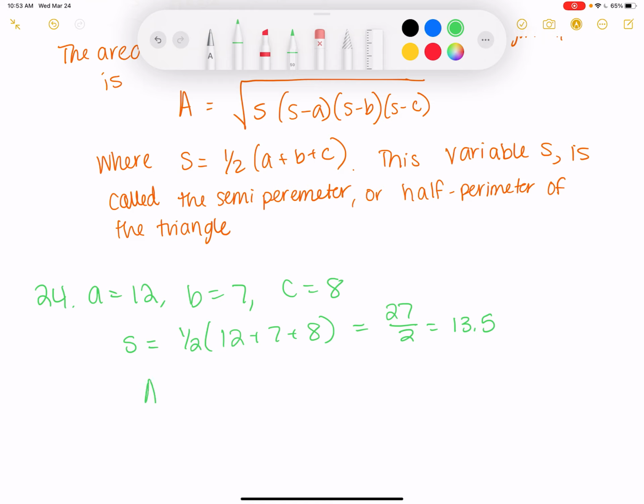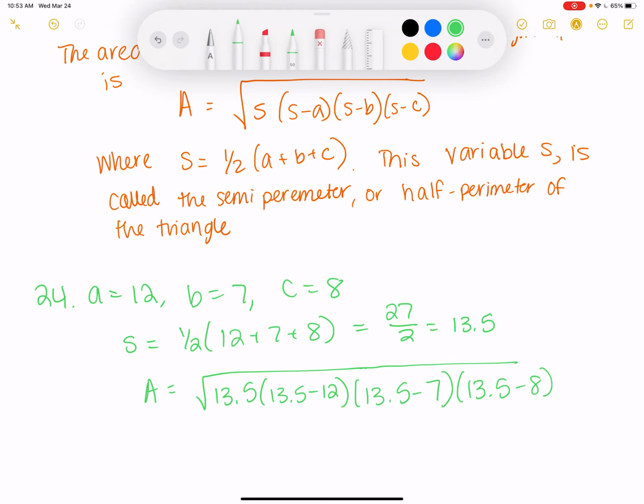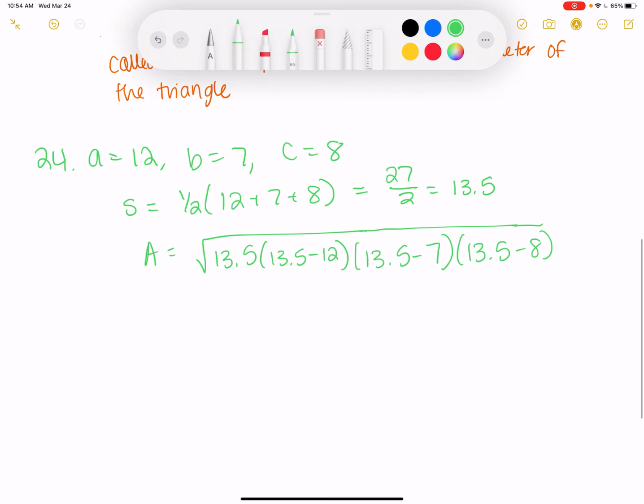And then area is the square root of 13.5 times 13.5 minus 12 times 13.5 minus 7 times 13.5 minus 8. And I'm going to let somebody put that in their calculator, even though I probably could figure it out.